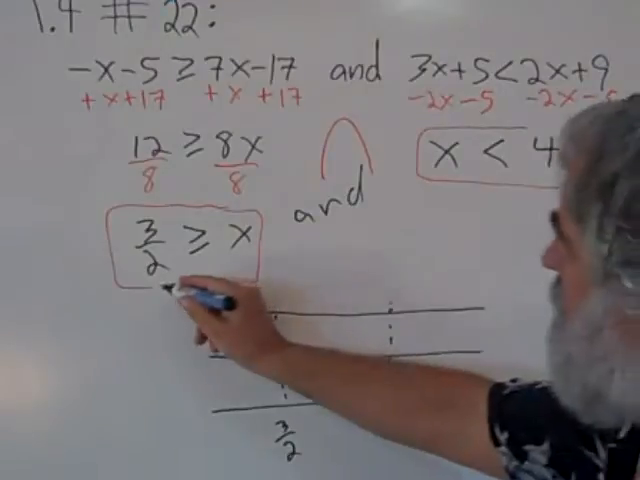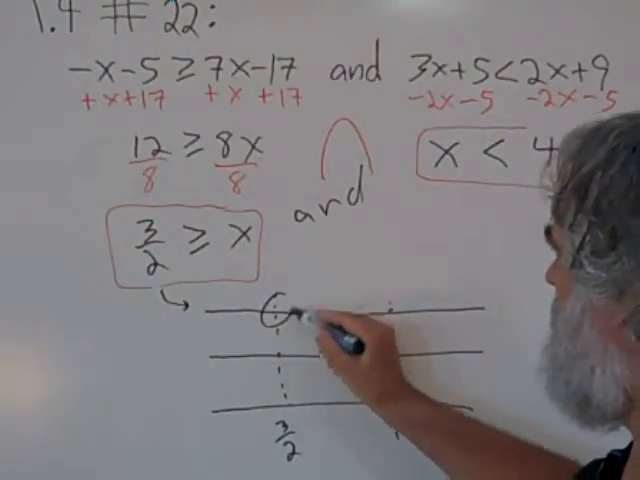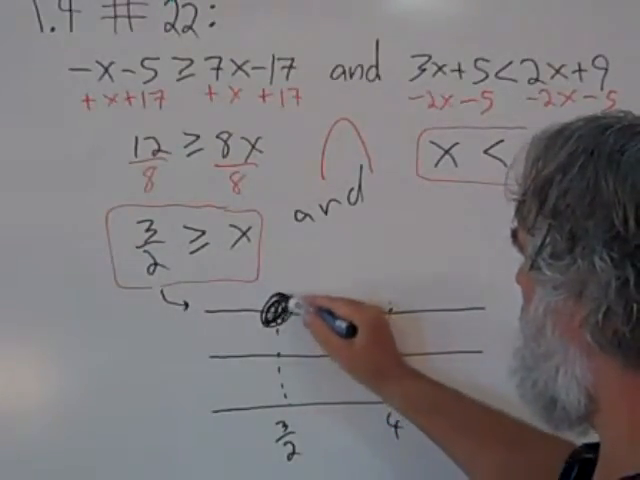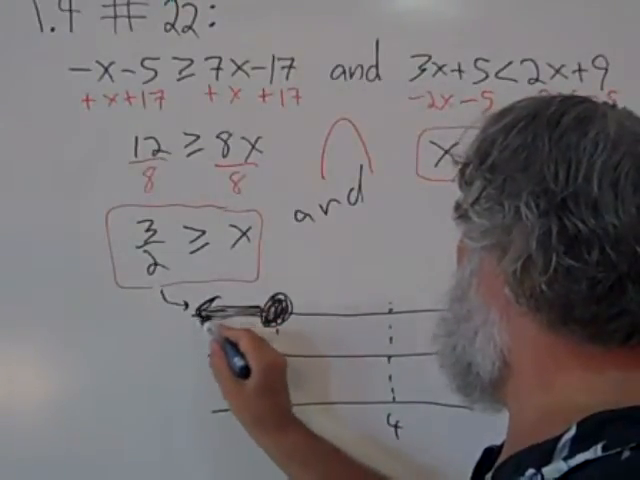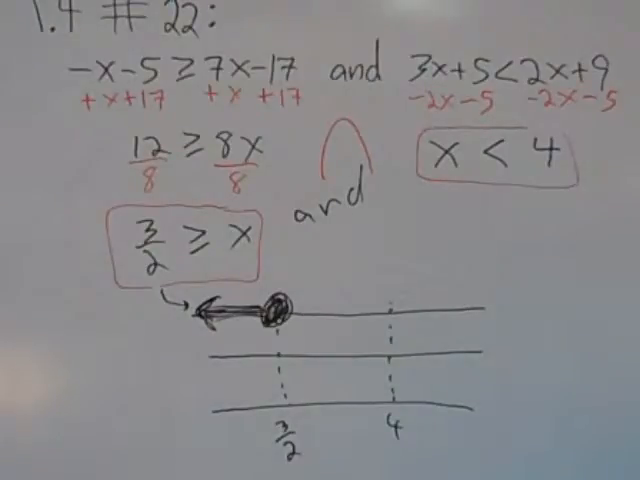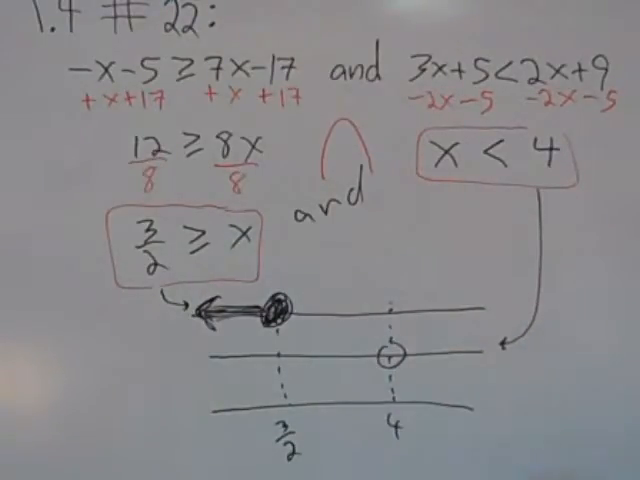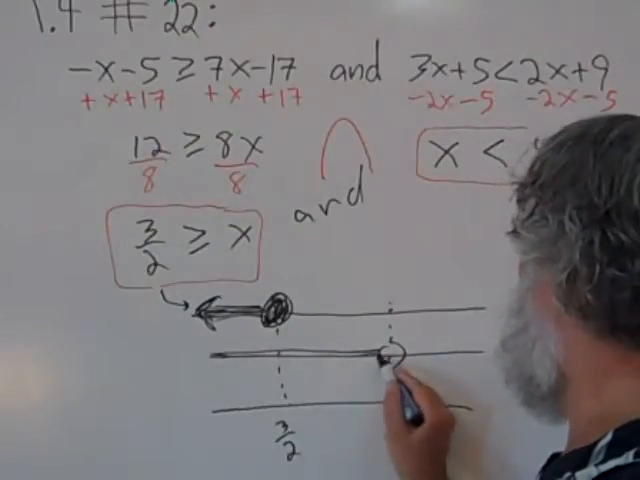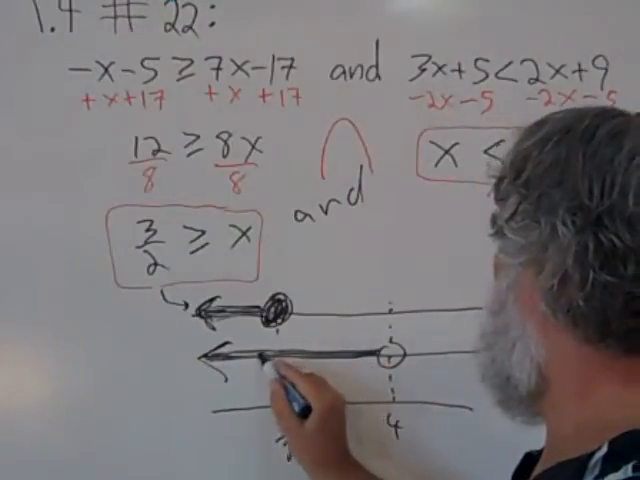So for the first inequality, we're looking for all x that are less than or equal to 3 halves. So that's where they're equal to 3 halves. We'll fill that in. And if it's to the left, the x's will be less than 3 halves. So there's that solution set graph. The second solution set, x is less than 4. So here's 4. X is less than 4 means to the left of 4. So everything to the left of 4 is in that solution set.